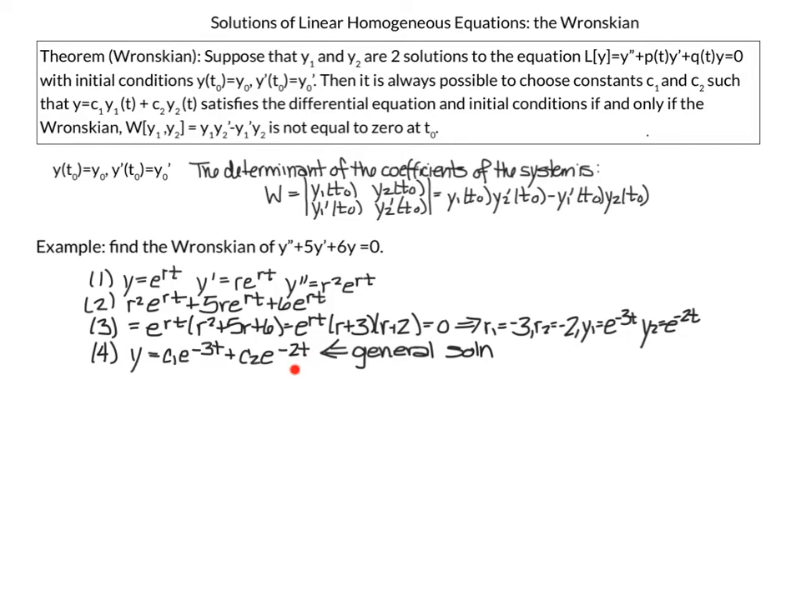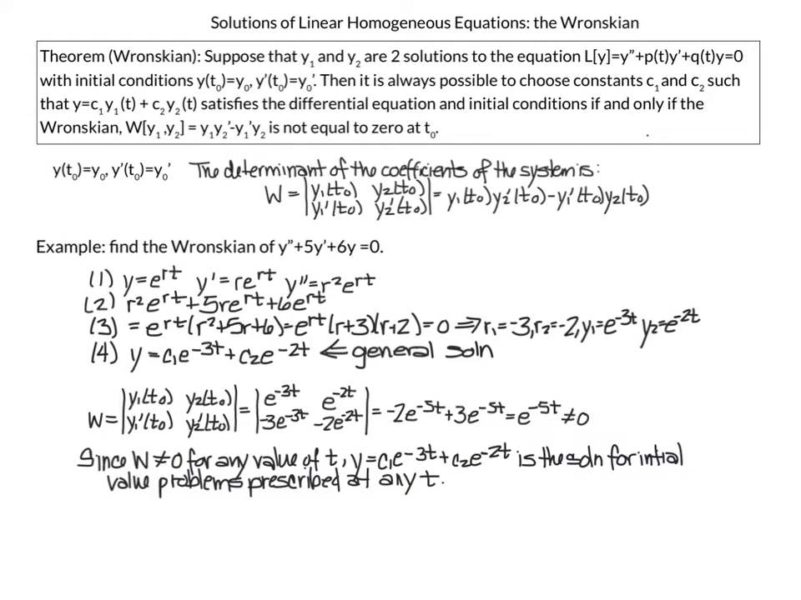So our general solution is a linear combination of y1 and y2, which is c1 e to the minus 3t plus c2 e to the minus 2t. Now we're ready to solve for the Wronskian. Actually, yeah, we did need to solve it because we need y1 and y2.